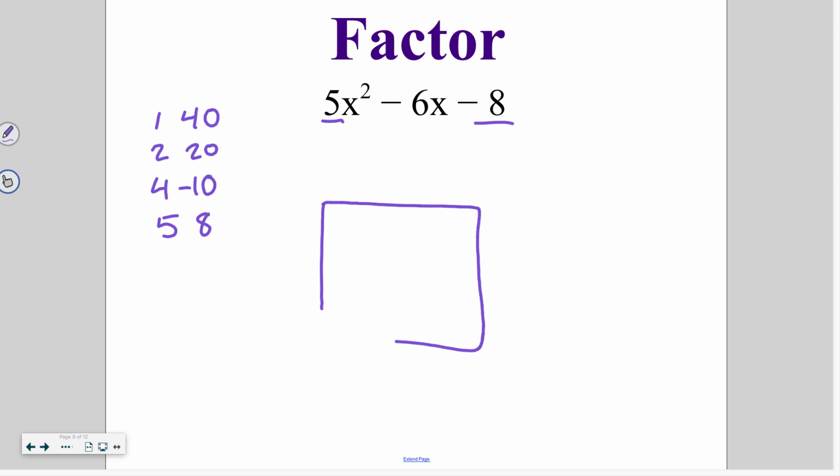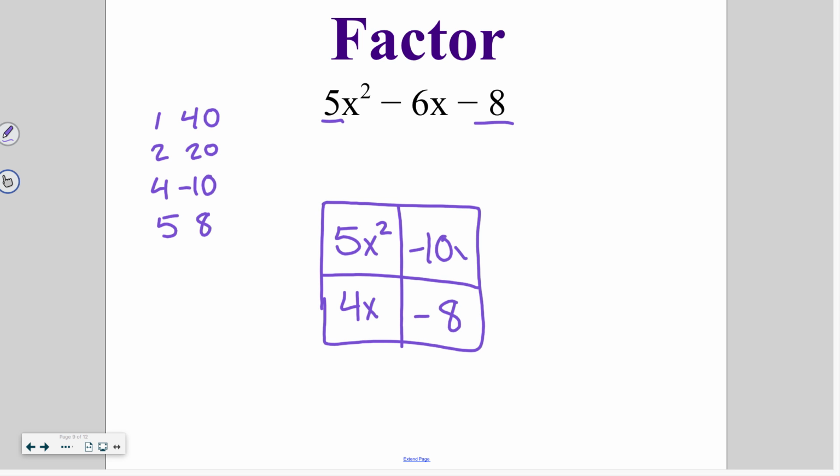Drawing in that box, the first term goes in the top left, and the last term goes in the bottom right. Filling in either order, I've got 4x and I've got -10x. 4x and 5x squared have an x in common. X times 5x gives me 5x squared. X times 4 gives me 4x.